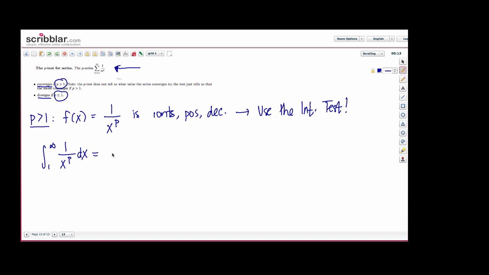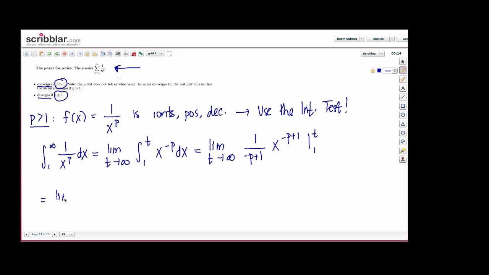This is an improper integral, so the first thing we do is rewrite it as a limit as t goes to infinity of the integral from 1 to t. I know I'm going to integrate, so I'll write this as x to the minus p dx. To integrate, we add 1 to the exponent, so we get x to the minus p plus 1, and then our coefficient out front becomes 1 over minus p plus 1. And we're integrating from 1 to t.